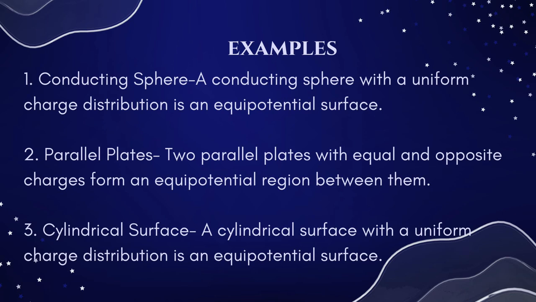If there are characteristics, then there are also examples of equipotential charges. The first one, conducting spheres. A conducting sphere with a uniform charge distribution is an equipotential surface. These spheres are commonly studied in electrostatics because of how charge distributes itself on conductors.